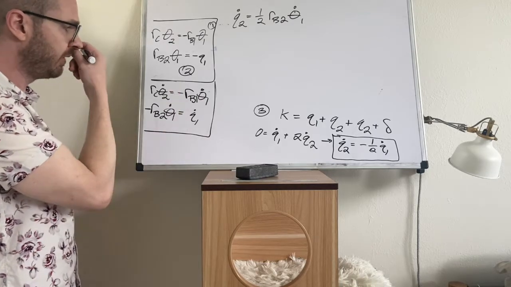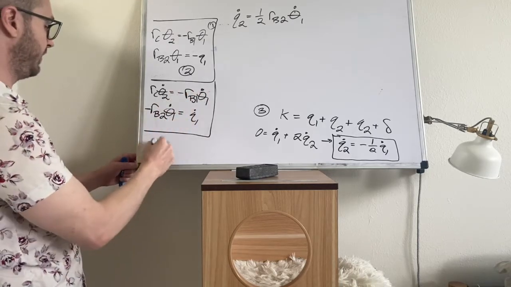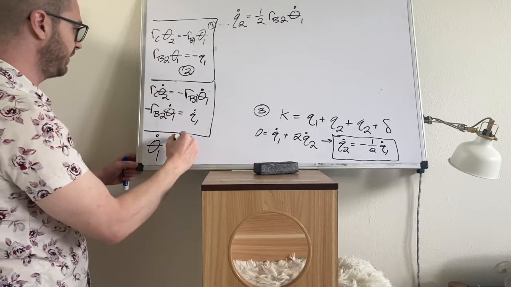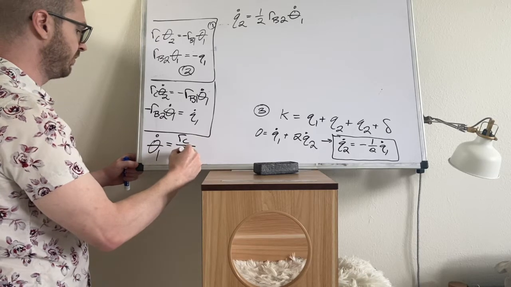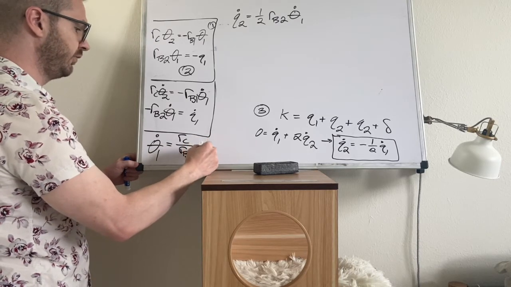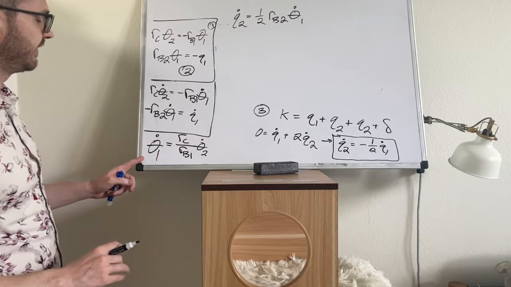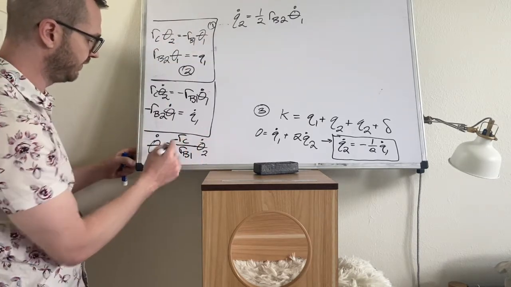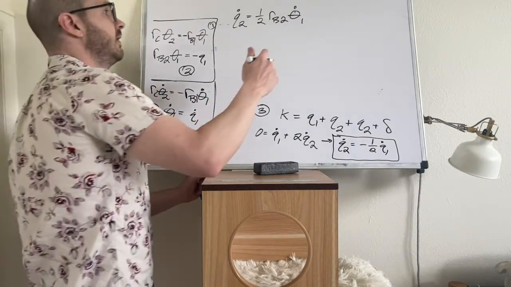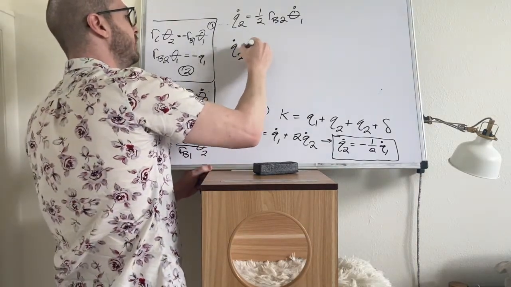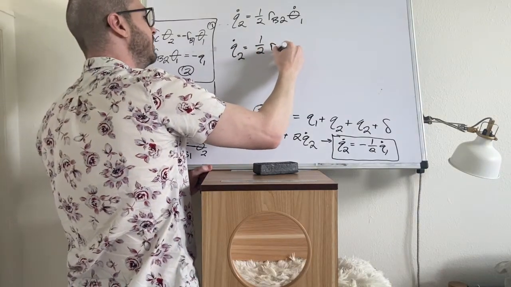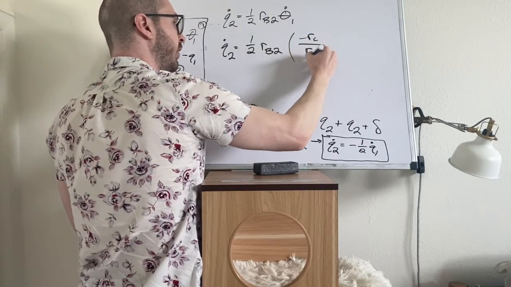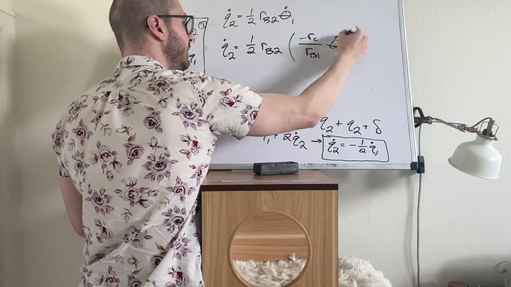Let's take the equation right above it and let's solve for the theta 1 dot. And I'll do it down here. Theta 1 dot equals, move the negative to the other side, RC divided by RB1 theta 2 dot. We can take this, put it up here, and oh, don't forget the negative. There we go. Okay, Q2 dot equals 1/2 RB2 multiplied by negative RC over RB1 theta 1 dot.